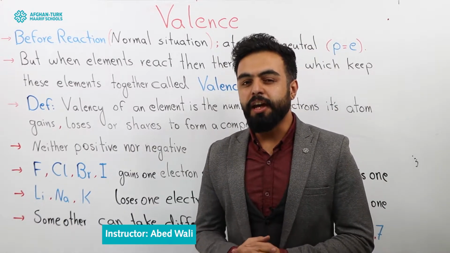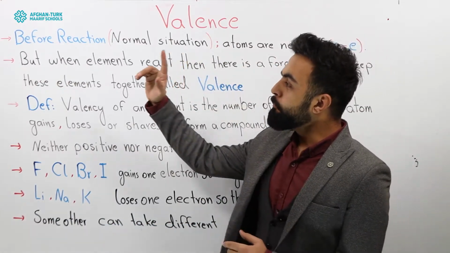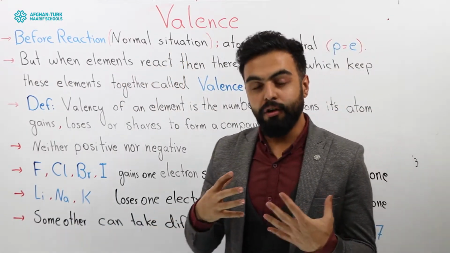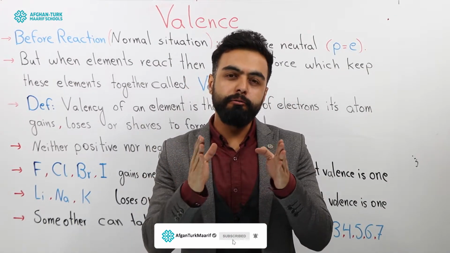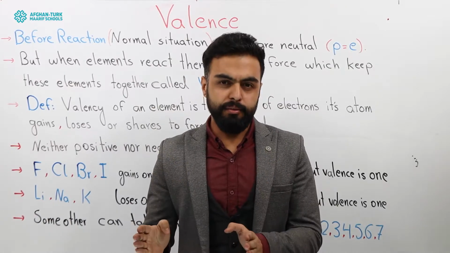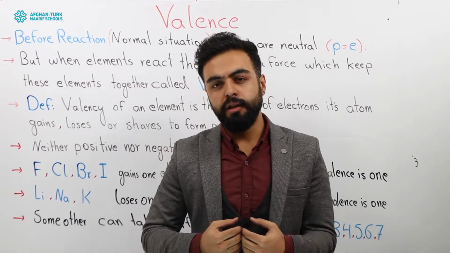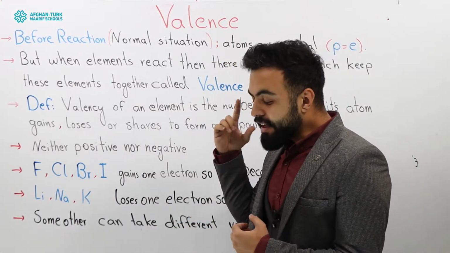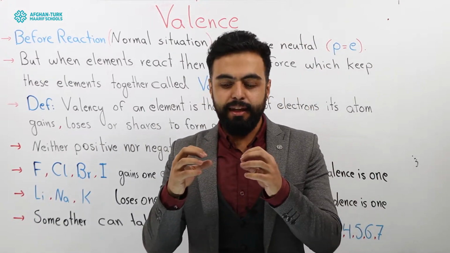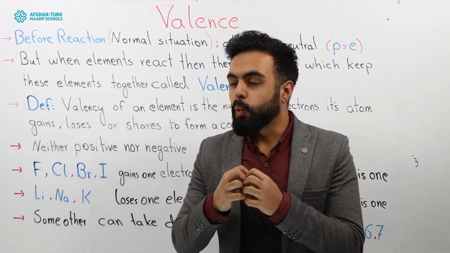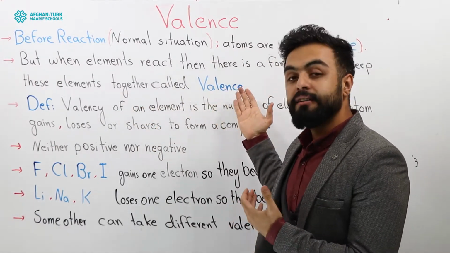Today I'm here with a new topic which is called valence. Before reaction, in a normal situation, the atom has an equal number of protons and electrons, so they are electrically neutral. But when elements react, there is a force that keeps them together, which is called valence.